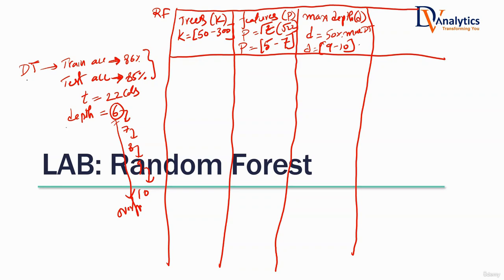How many columns is this decision tree using? 22. How many columns are these decision trees using in the random forest? 5 to 7 columns. If you are using only 5 to 7 out of 22 columns, is it okay if you go slightly deeper? Think about it. Are we really at risk of overfitting here? There is no such risk, is there?